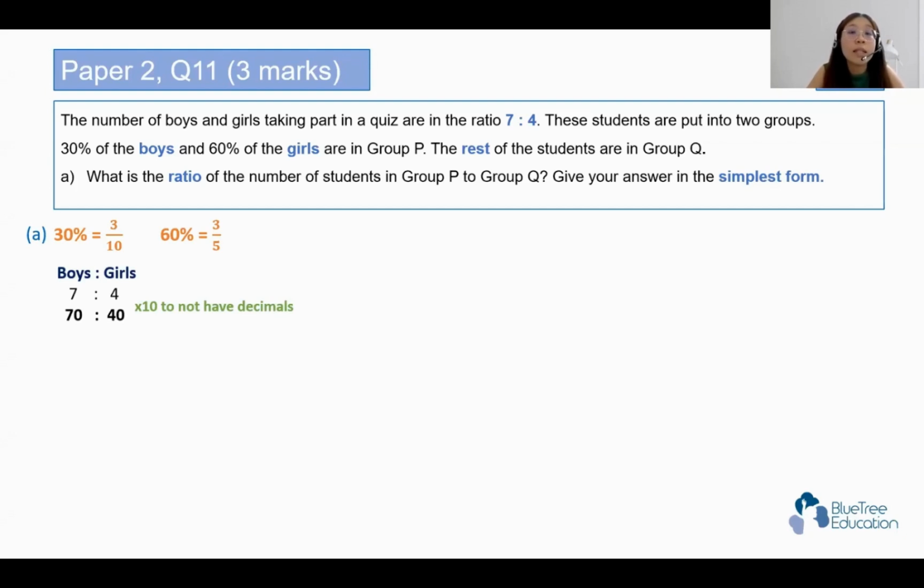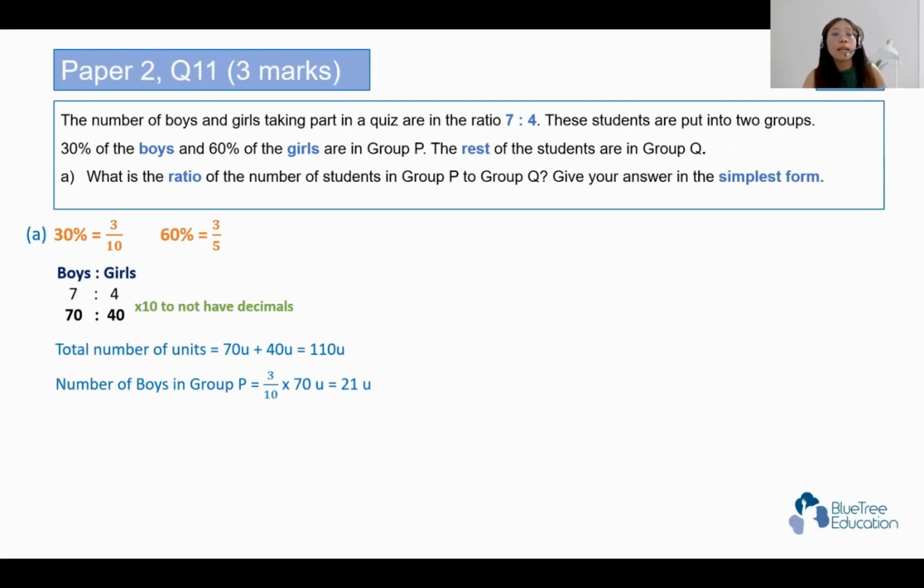So that will give me 70:40 for the ratio. And after I've done so, I will then find the total number of units, which is 70 plus 40, right? That is 110. Okay, and then I will use this to find the number of boys. So 3/10 times 70 for the boys, that will give you 21 units. And the girls is actually 60% of the girls, right? And since you know that 60% is 3/5, that will just be 3/5 of 40 units because there are 40 units for the girls, and that will give you 24 units.